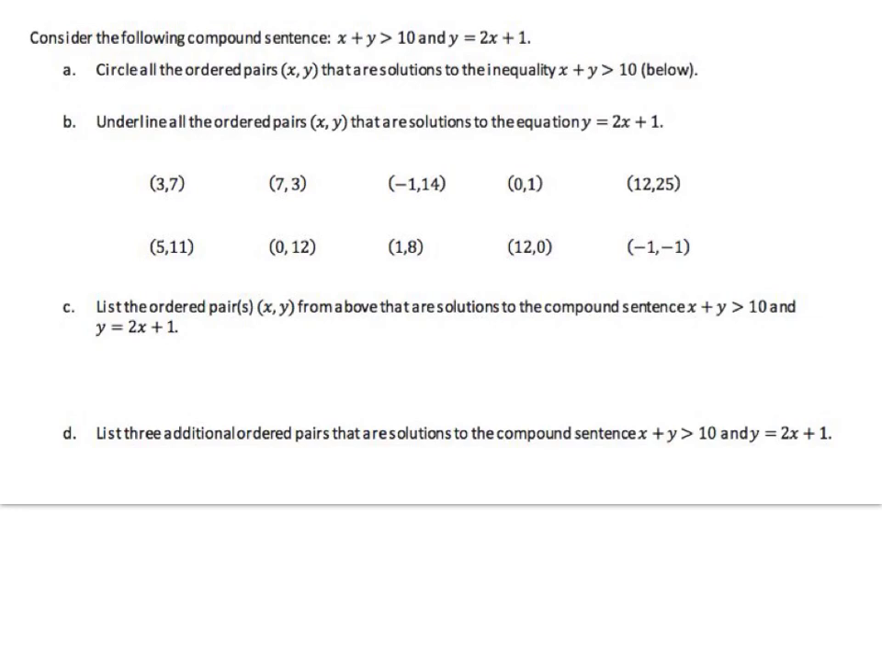To start out, consider the following compound sentence: x plus y is greater than 10 and y equals 2x plus 1. Circle all the ordered pairs x, y that are solutions to the inequality x plus y is greater than 10. So I need to find x plus y is greater than 10. I'm circling them. 3 plus 7 is 10. Nope. 7 plus 3 is 10. Nope. Negative 1 plus 14 does work.